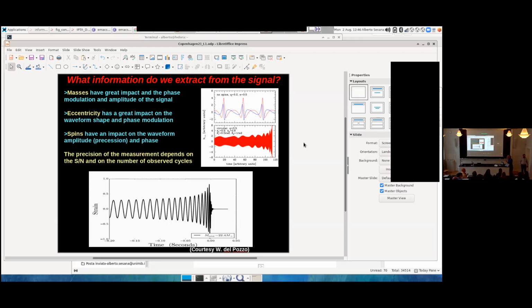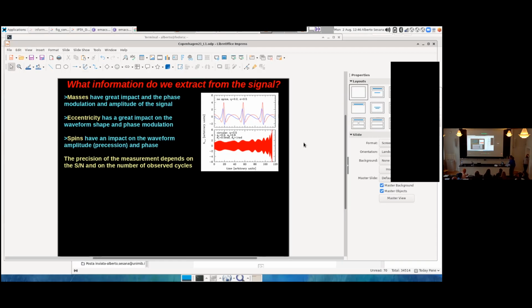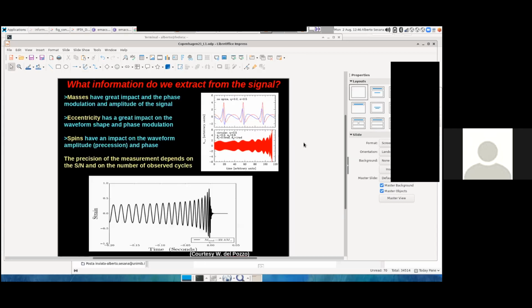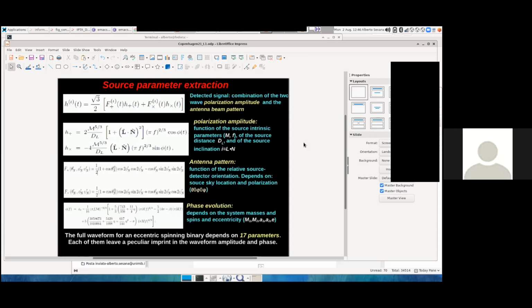What are the other 17 parameters, and are they relevant? If you could say something about them. Yeah, so the 17 parameters are listed here more or less. First of all, you can group them into intrinsic and extrinsic parameters.